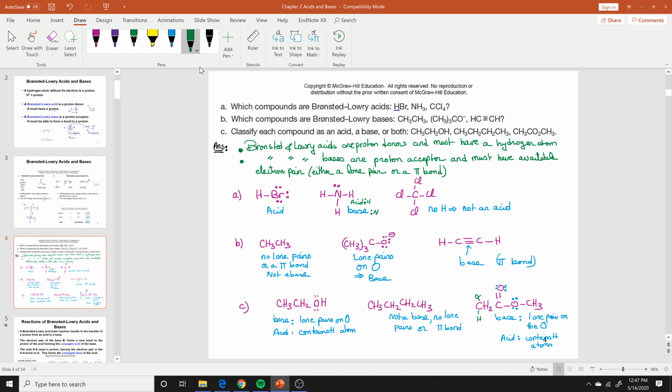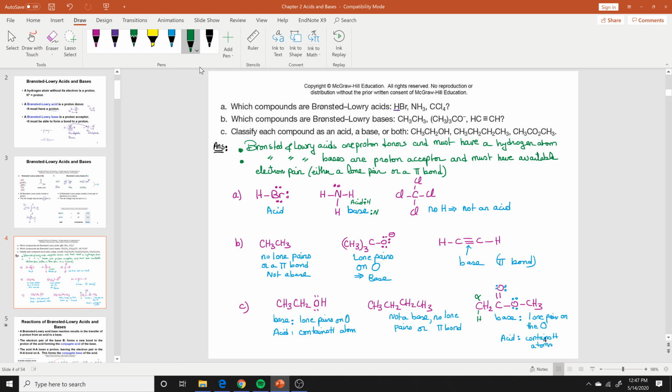Which compound is a Bronsted-Lowry base? To have a base, you need to have lone pairs. This one here does not have lone pairs. It doesn't have any source of pi bond, so it is not a base. This one over here does. See what I did? When I show you the question, I don't show you the lone pairs around the oxygen. You are responsible for drawing the Lewis structure for it. So this is the Lewis structure.